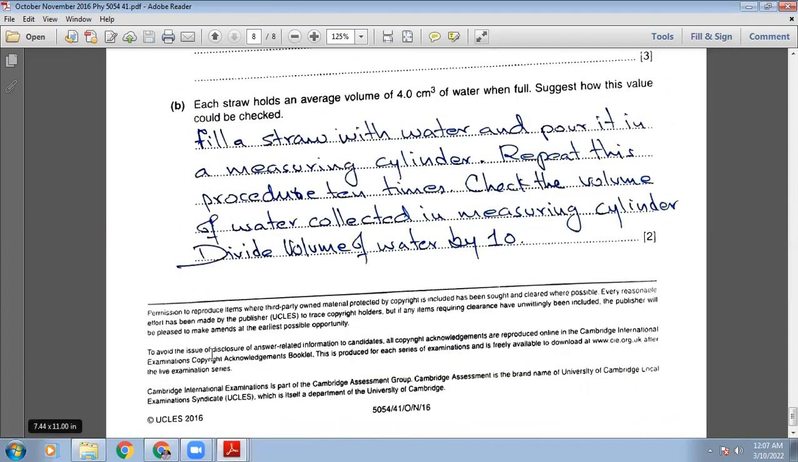Okay, so fill a straw with water and pour it in a measuring cylinder. Repeat this procedure 10 times. Check the volume of the water collected in the measuring cylinder. Divide the volume of water by 10. You get the volume of the water which could be held by one straw.